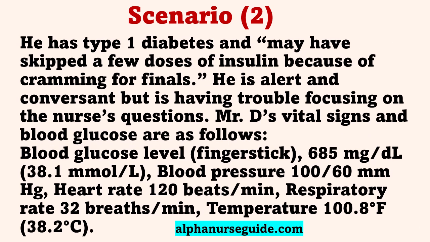He has type 1 diabetes, and may have skipped a few doses of insulin because of cramming for finals. He is alert and conversant, but is having trouble focusing on the nurse's questions. Mr. D's vital signs and blood glucose are as follows: blood glucose level, 685 mg per deciliter, blood pressure, 100/60 mm of mercury, heart rate, 120 beats per minute, respiratory rate, 32 breaths per minute, temperature, 100.8 degrees Fahrenheit.